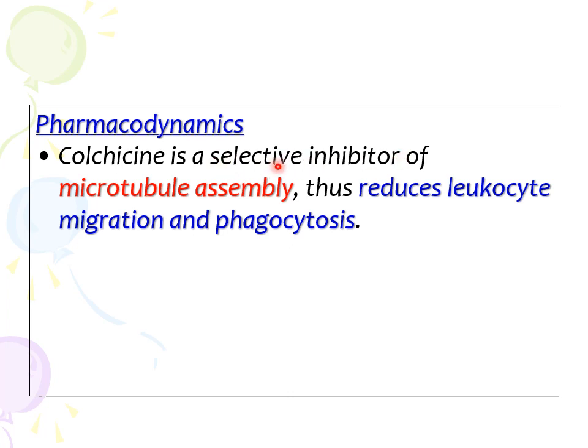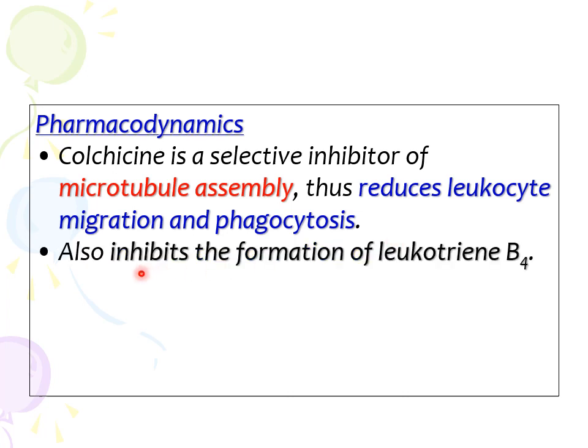It is a selective inhibitor of microtubule assembly, and thus reduces leukocyte migration to the site of inflammation. These cells migrate, and then phagocytosis of the urates occurs. Macrophages also appear there. Second, how it acts: it inhibits the formation of leukotrienes. You know, leukotrienes are inflammatory substances, mediators that work.